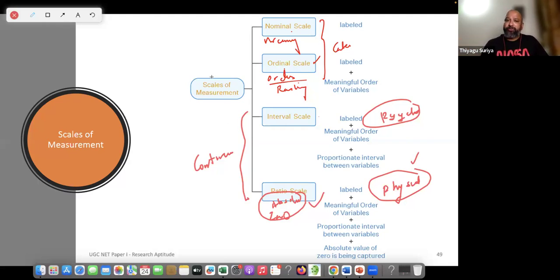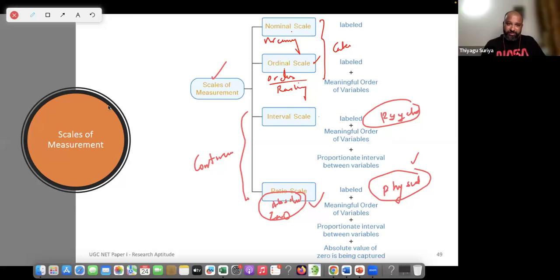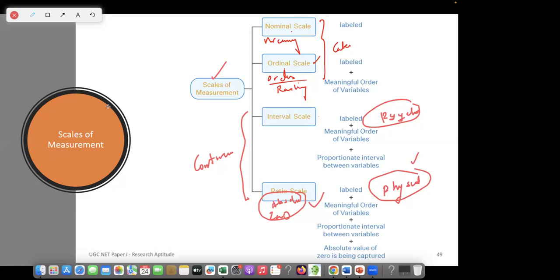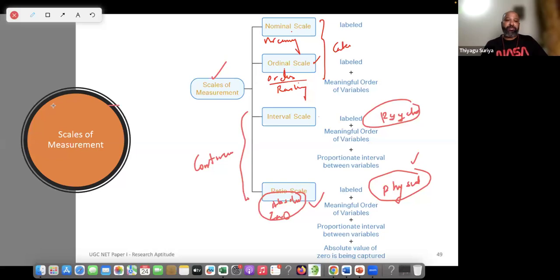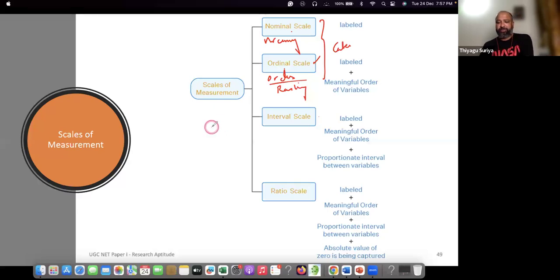Do you know who is the founder of the scales of measurement? No, I'm talking about the scales of measurement. Steven, his name is Steven. It's not Fisher; Fisher is for the F test. Steven is the man who created these 4 kinds of scales of measurement.